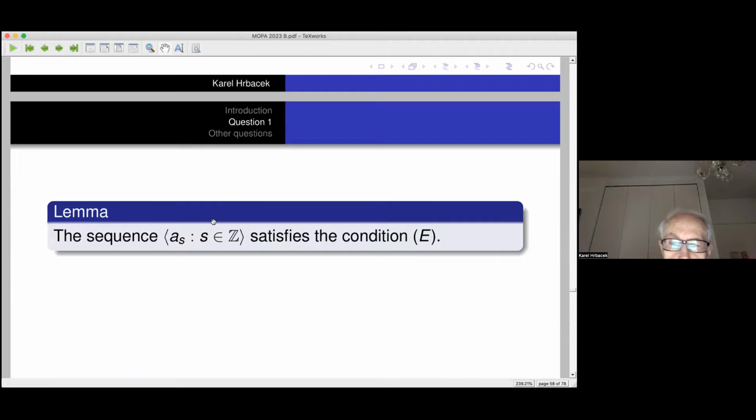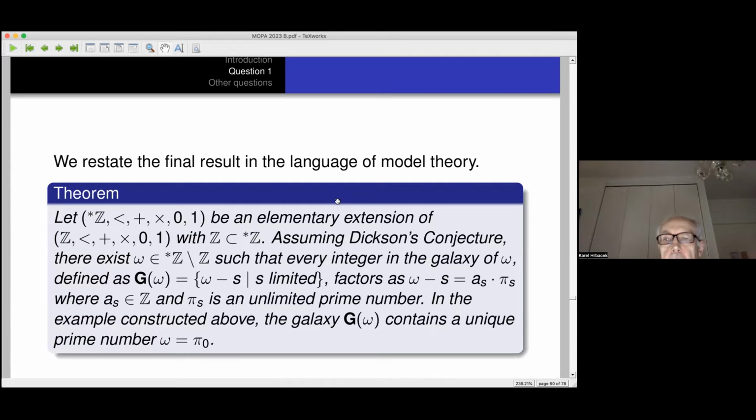And so we have shown that the sequence can be constructed. Therefore, we have proved the announced result, which in model theoretic terms would say this: if Z star is a proper elementary extension of Z, and assuming Dixon's conjecture in Z, and therefore by transfer in Z star, there exists an unlimited omega in Z star minus Z, such that every integer in the galaxy of omega, those numbers that differ from omega by a limited amount, can be factored as a limited number a sub s times an unlimited prime number pi.